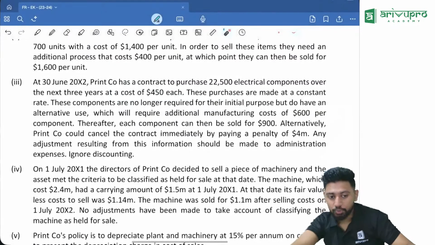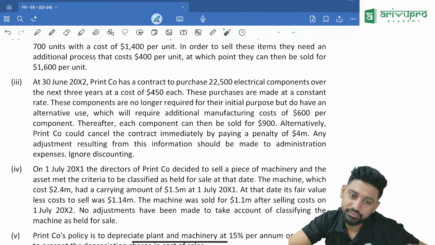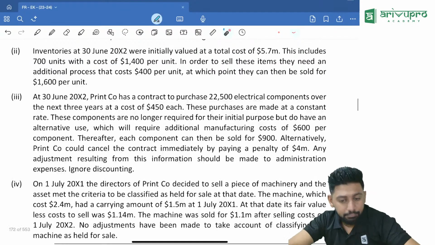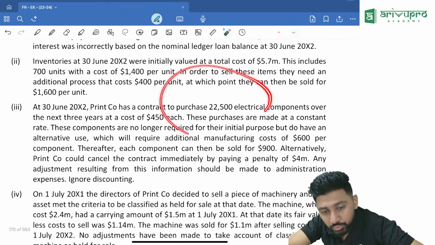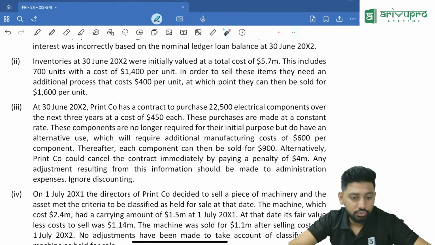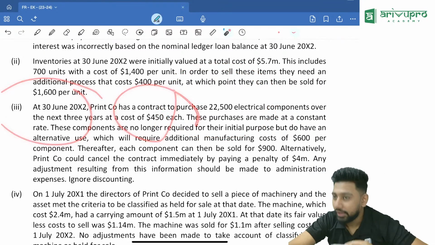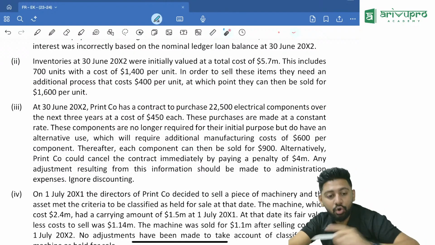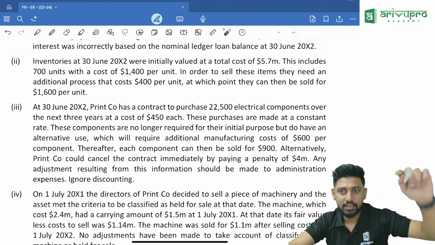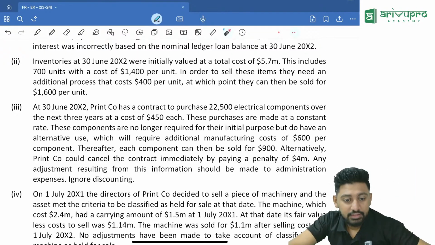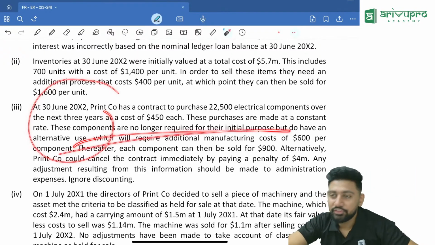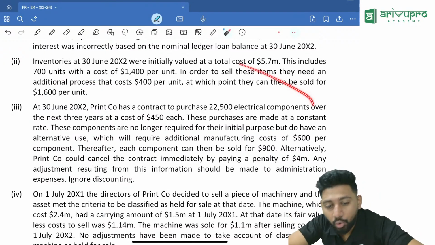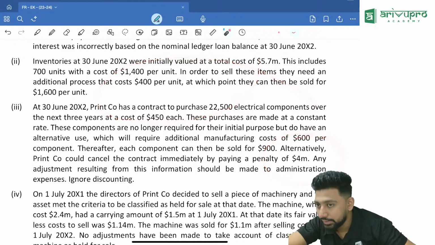Coming back, let's try to understand it even further. A little recap. Trenco has a contract to purchase 22,500 electrical components over the next 3 years at a cost of 450. These purchases are made at a constant rate every year, the same cost. These components are no longer required for the initial purpose. You don't require it, but you have promised to buy it. But if you say no to it, you're going to pay a 4 million penalty.